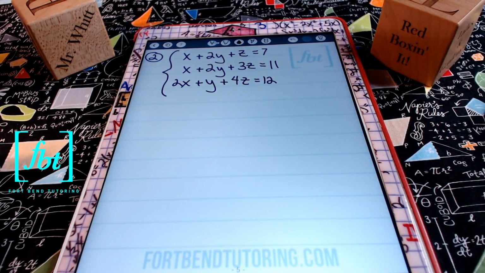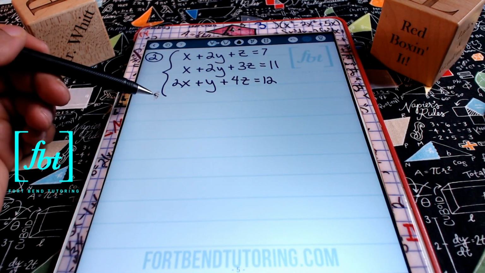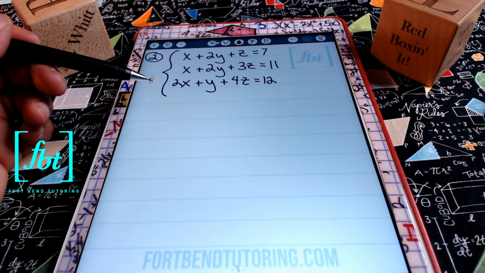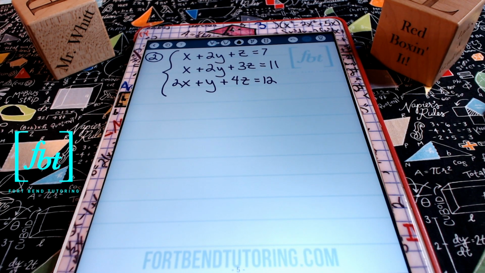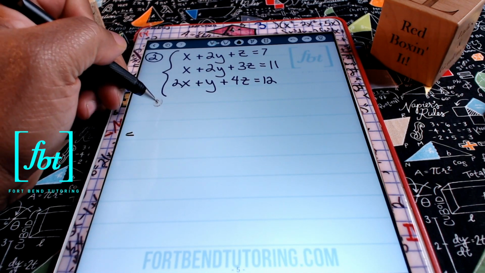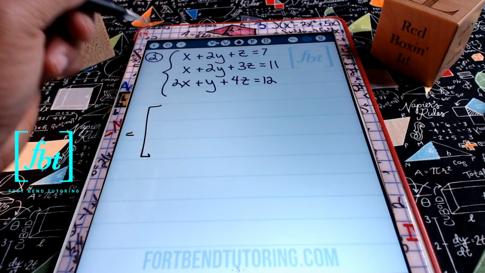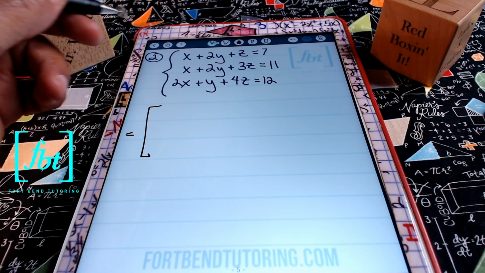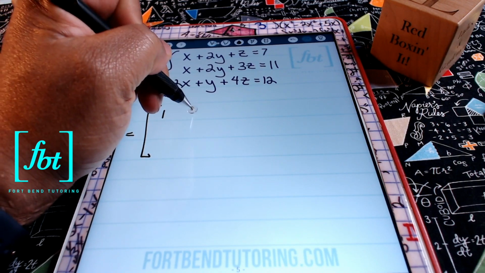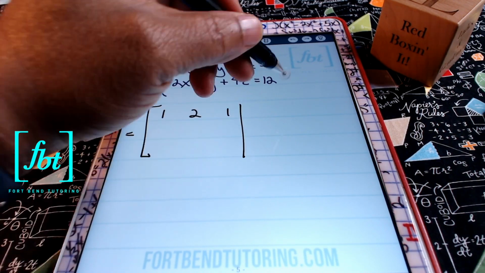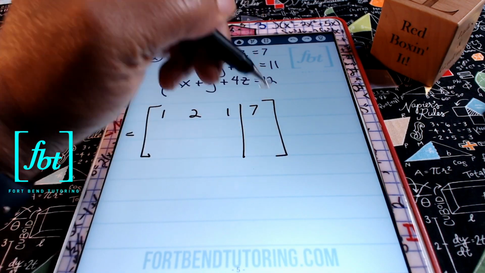And in problem number 2, notice that we have 3 equations with 3 variables. So in this case, we'll end up with an additional row and column when we're setting up our augmented matrix. All right, so let's see what that looks like. We're going to set up our augmented matrix using the coefficients once again from the system of equations. You'll have 1, 2, 1, and then 7 for this answer column here.